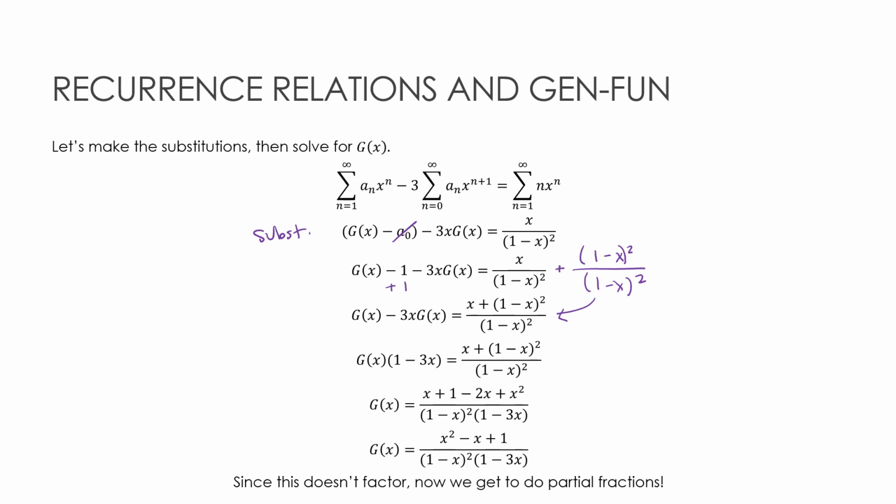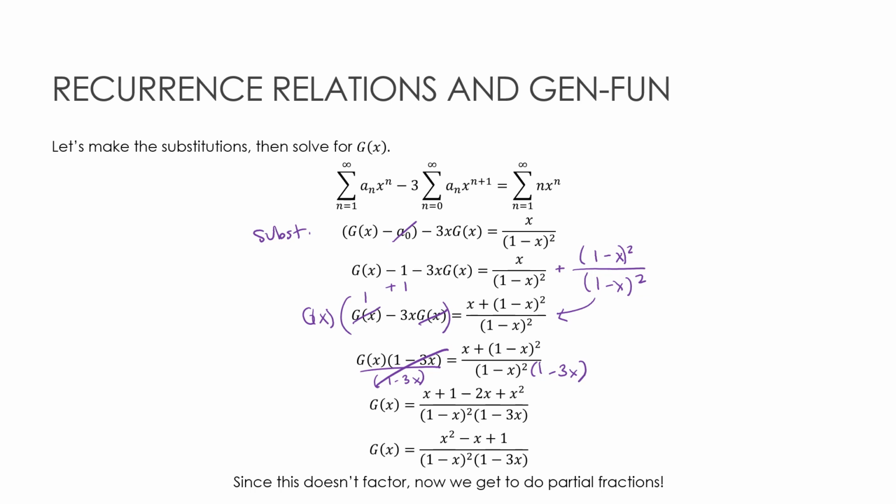Notice on the left side that leaves me with g of x and minus 3x g of x. So I'm just factoring out a g of x from both of those, which turns this guy into 1 and turns this guy into minus 3x. From here, I'm just trying to get g of x by itself. So I'm going to divide each side by 1 minus 3x, which gives me g of x on the left side.